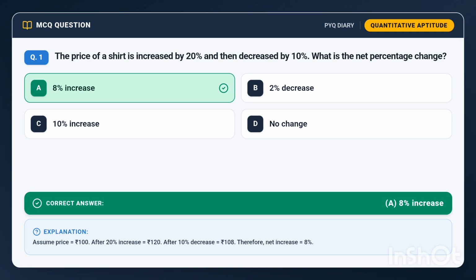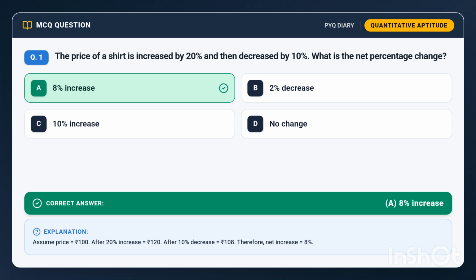Let us assume the original price is 100 rupees. After a 20% increase, the price becomes 120 rupees. After a 10% decrease, it becomes 108 rupees. Therefore, the net increase is 8%.